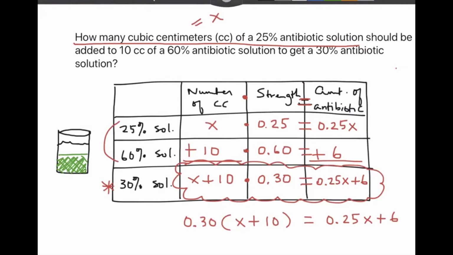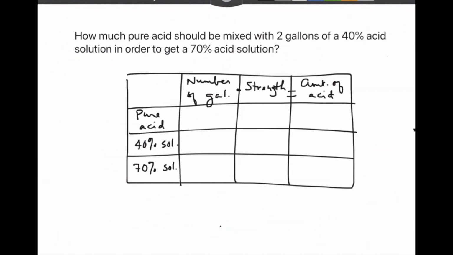All right, next example. I'm going to do this one, and then I would like you to try the next one because the next one is pretty similar to this one. This one says, how much pure acid should be mixed with 2 gallons of a 40% acid solution in order to get a 70% acid solution?